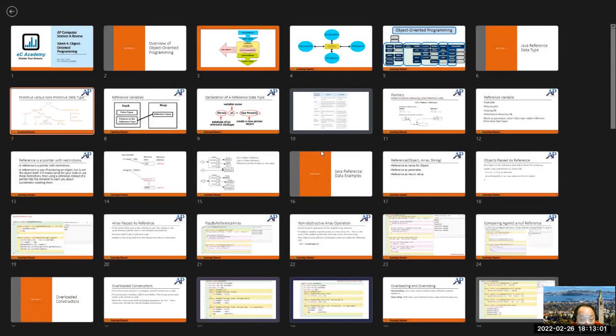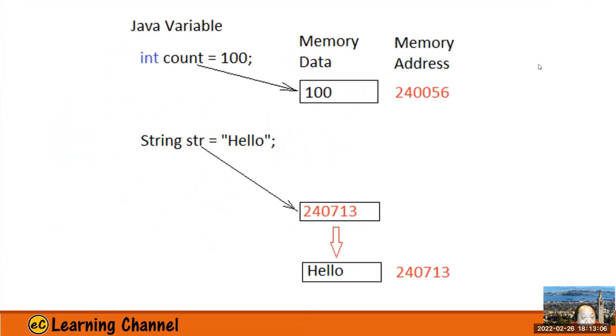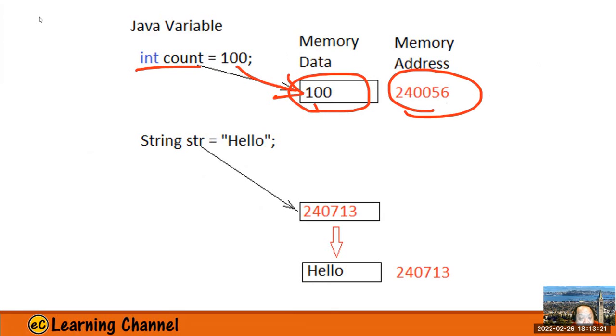So this one is like this. It declares something called integer 100 equals 100. So when you declare integer 100, you allocate some memory location and you put a 100 into it. The address is this. So this one is called primitive data type. Primitive data type means that when you declare, the value will be stored in the memory location that you assign.